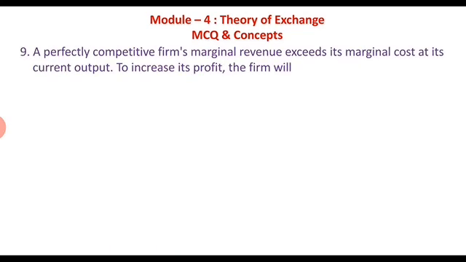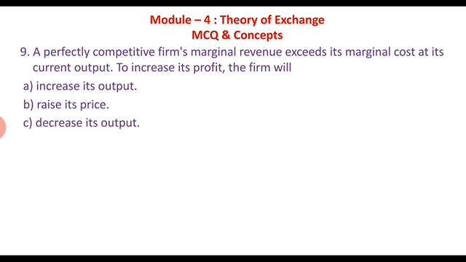Ninth question: a perfectly competitive firm's marginal revenue exceeds its marginal cost at its current output. To increase its profit, the firm will A. increase its output, B. Raise its price, C. Decrease its output, D. Lower its price. Answer is increase its output.